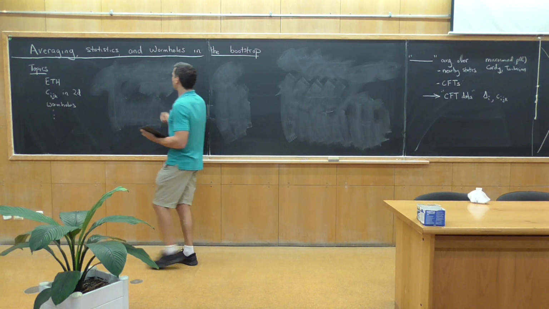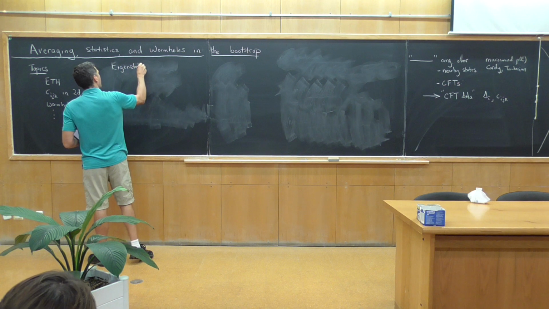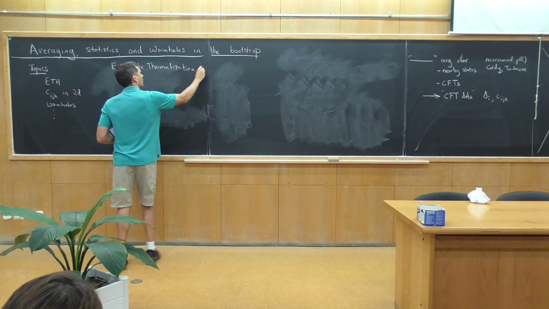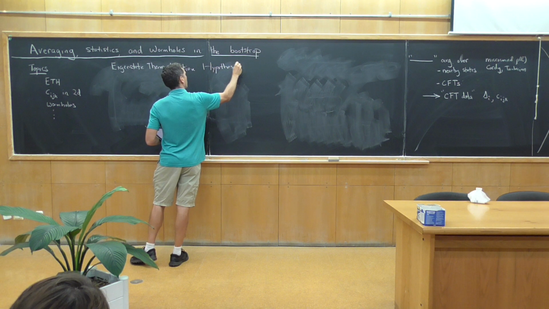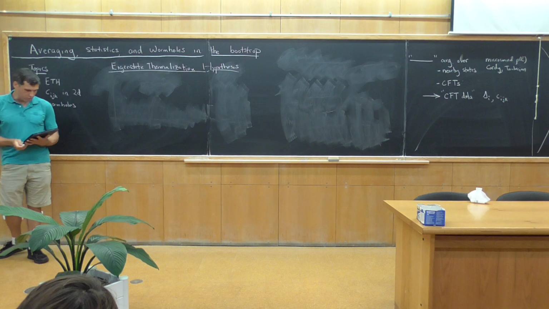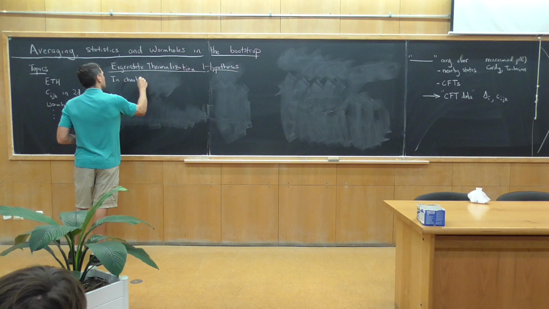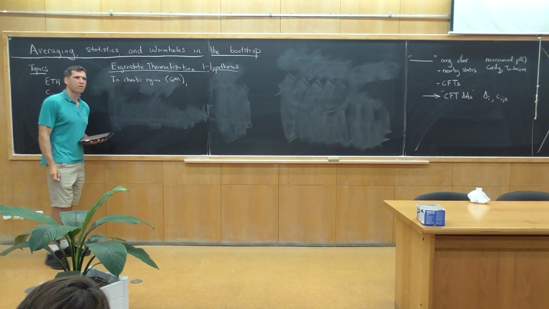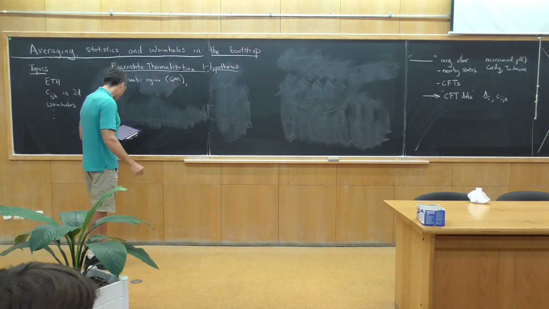Okay, so I want to start by reviewing the eigenstate thermalization hypothesis, because this is an old idea that underlies a lot of the intuition for random matrix elements. I'm going to start by talking about this in general. So in a chaotic regime, for now, just say we're doing quantum mechanics, not even quantum field theory, just quantum mechanics.